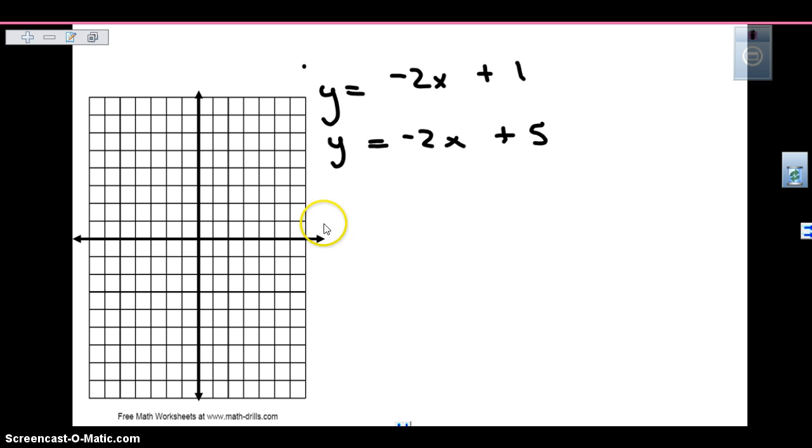So let's solve the linear system y equals negative 2x plus 1 and y equals negative 2x plus 5. We can see that they have exactly the same slope. Because they have exactly the same slope, this means these lines are parallel. We can still graph them to see if they ever meet. Will parallel lines ever meet? Because parallel lines do not intersect, what would be the solution? No solution.